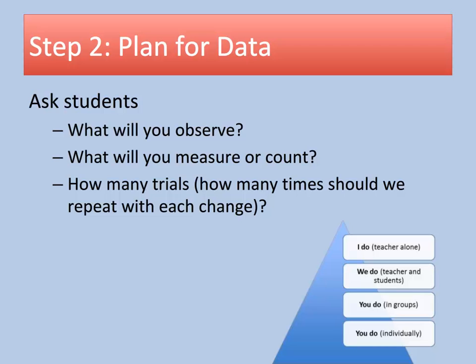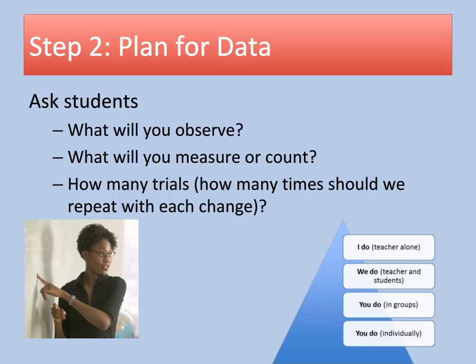A few questions aid students in the decision-making process. What will you observe? What will you measure or count? How many trials or how many times should we repeat with each change? In a gradual release approach, the teacher might ask these questions during the first few experiments of the year, describing their thinking as they construct their own plan. This would be called I do.